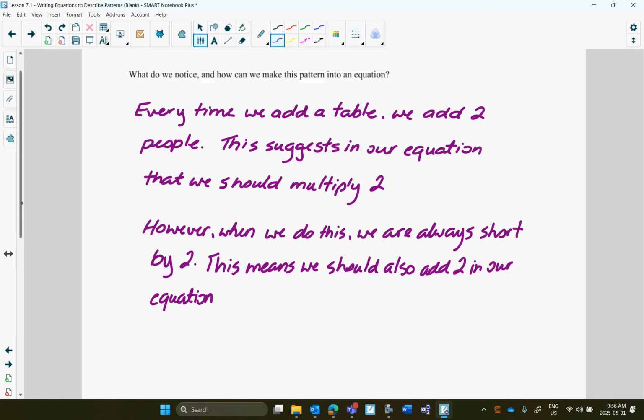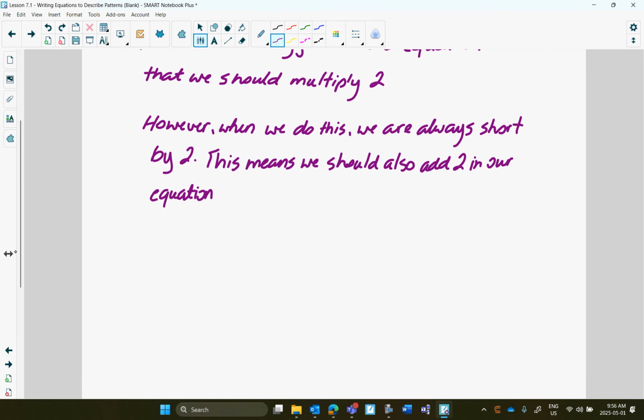So therefore, our equation is going to look like this. To find the number of people, we take the number of tables times 2 plus 2.